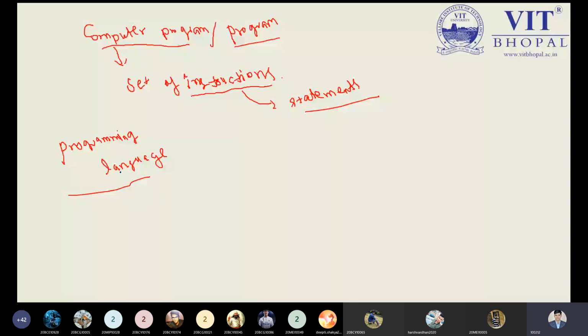I am speaking in the English language. You are understanding the language I am speaking. Some students answered: a language which mediates between the programmer and the computer, a language that is understandable by the computer, a language which converts high level language to low level language.